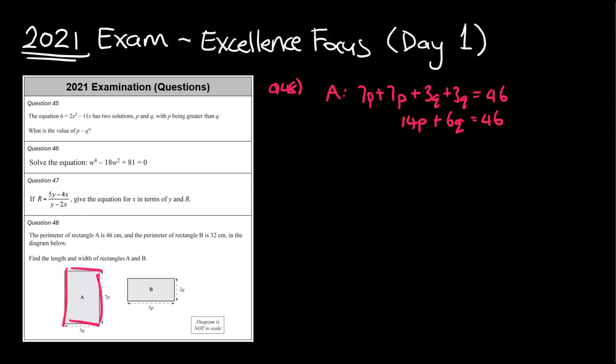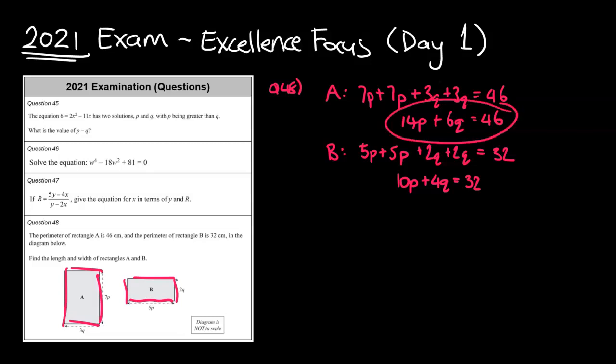I now need to do the same for B, so rectangle B. So I've got 5p plus 5p, and then plus 2q plus 2q, and that there is equal to 32. And again, I need to simplify. So 10p plus 4q equals 32. Because I've got simultaneous equations with two variables, I just need to eliminate one from the other. And this one's going to be a bit messy.